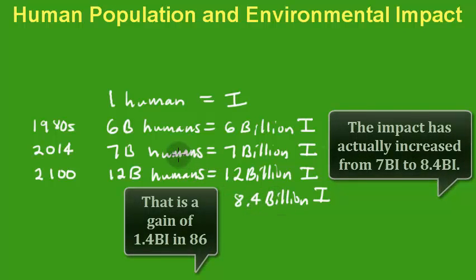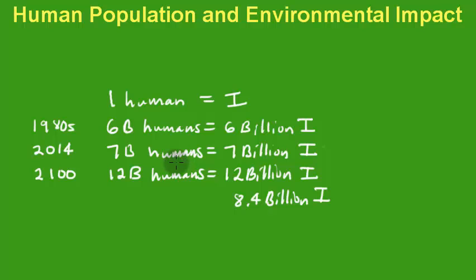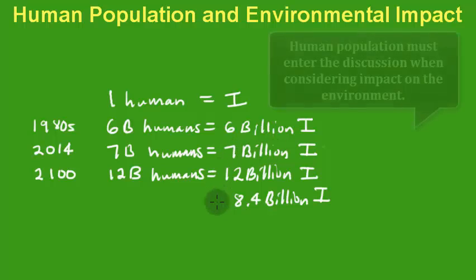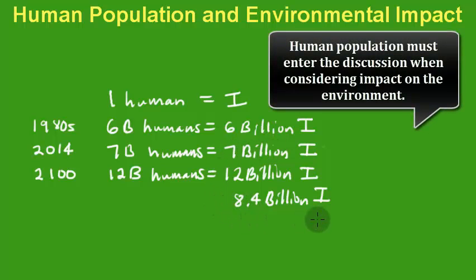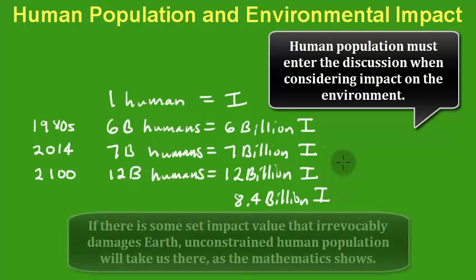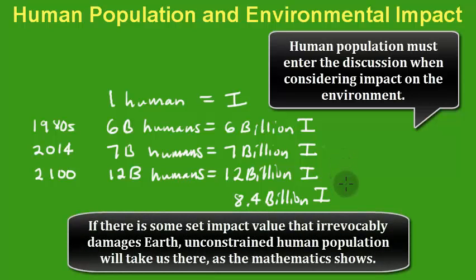But my point is that without talking about human population growth and finding some management process to lower that growth, that 7 billion is going to become 8.4 billion no matter what you do. In other words, there's going to be a gain. There's always going to be an impact increase on the environment, despite what little attempts we make at changing our behavior. Human population in itself is an issue that needs to be discussed because it does increase our impact on the environment.